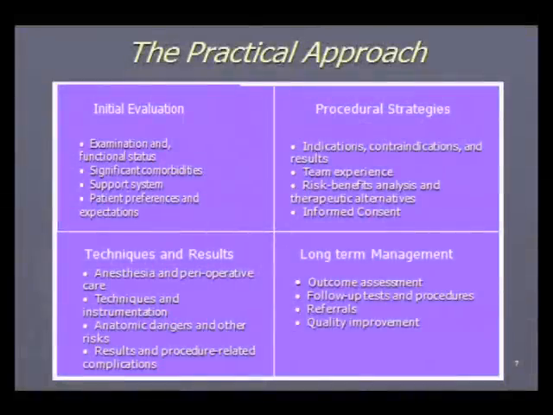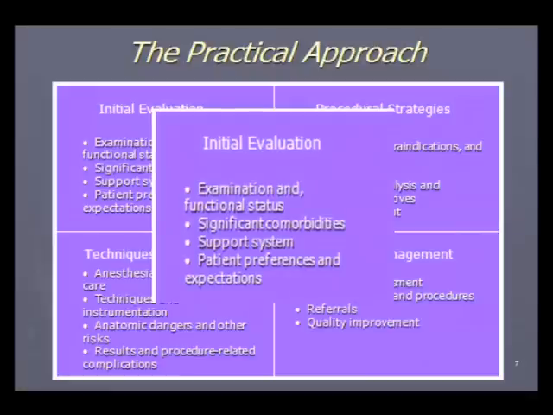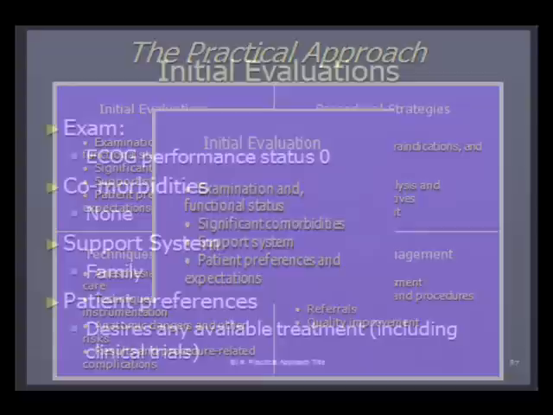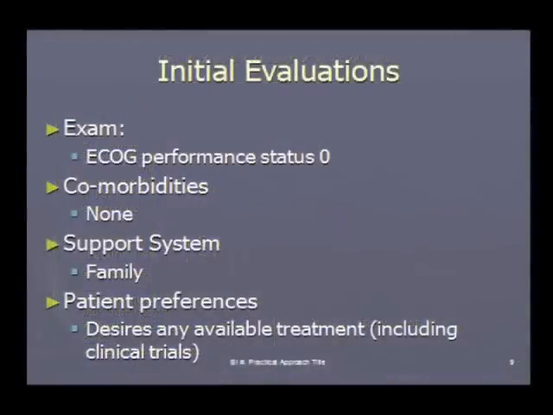Here, the four-box model is introduced. We begin with the initial evaluation. This includes examination and functional status, significant comorbidities, evaluation of patient support system, as well as patient preferences and expectations. The depth of review of each of these topics varies from case to case.